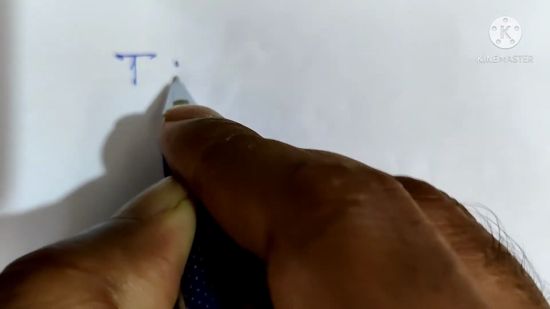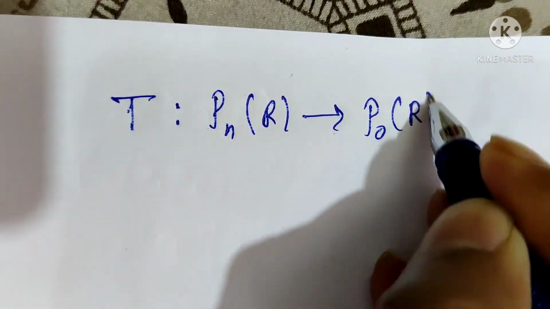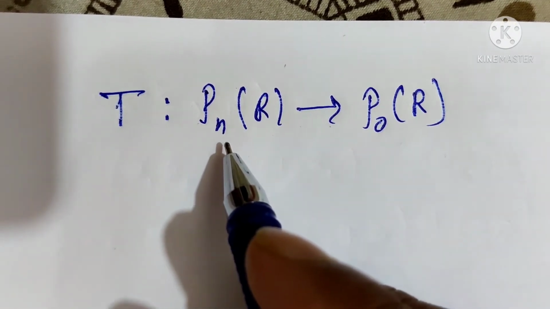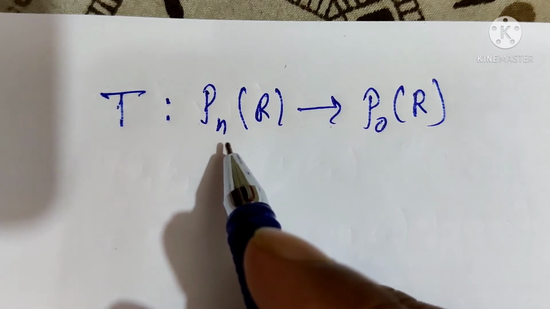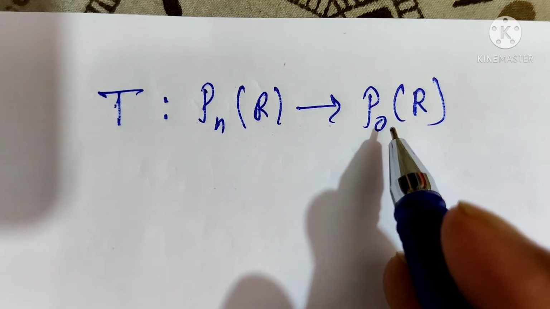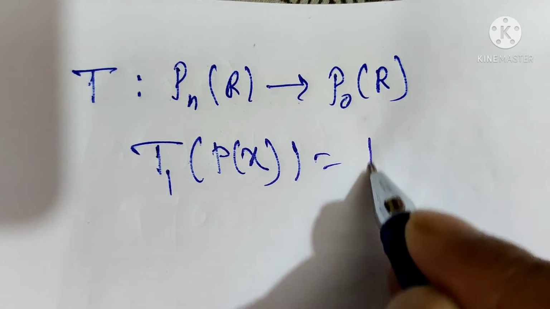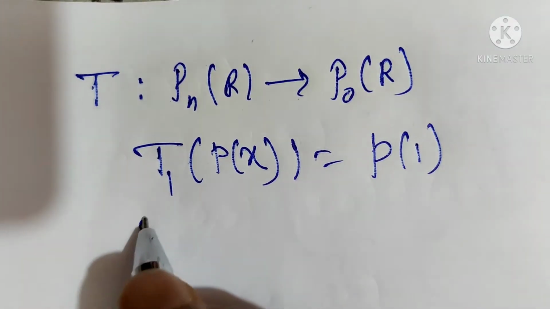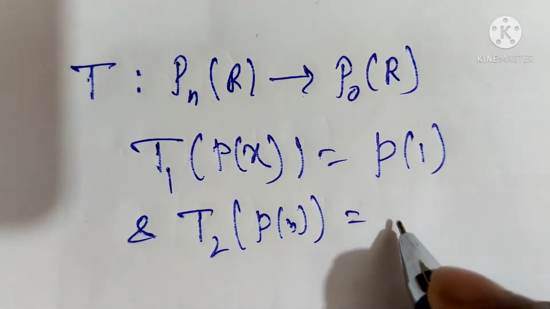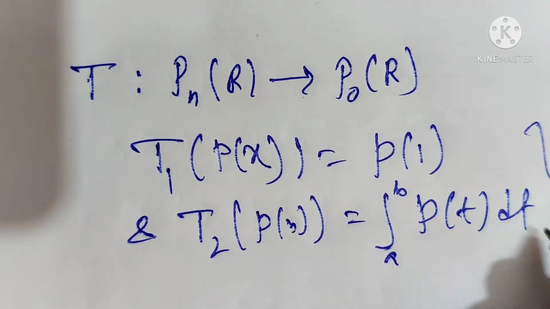Next problem, T maps P n R to P 0 R, where P n R is the space of polynomials of degree at most n, of dimension n plus 1, and P 0 is the constant polynomials with dimension 1. T1 of P(x) equals P of 1, and T2 of P(x) equals the integral from a to b of P(t) dt. We prove these two.